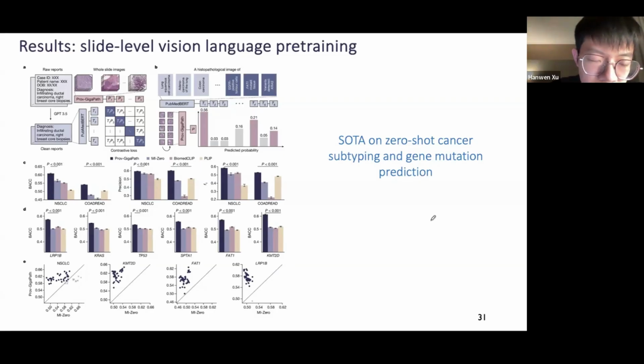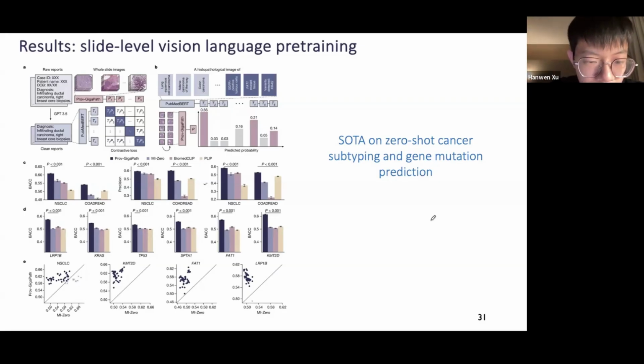So we use a GPT model to do the pre-processing, sort of cleaning the reports. And after we get the clean report, which usually consists of the diagnosis information or the findings by the clinicians, we do the CLIP alignment, which is basically contrastive loss. And finally, we evaluate our model.